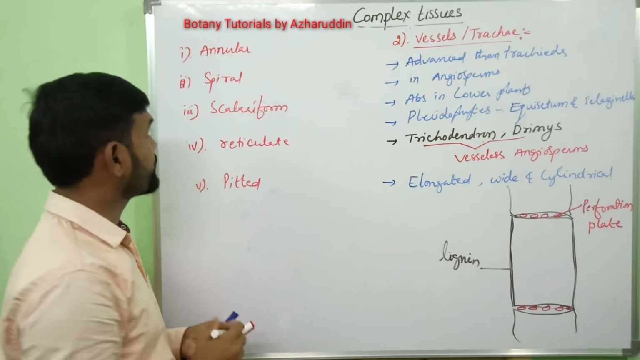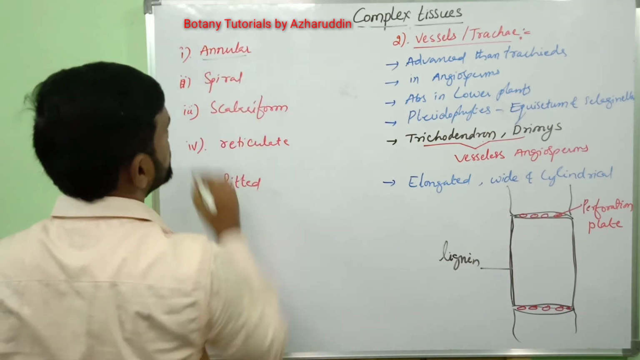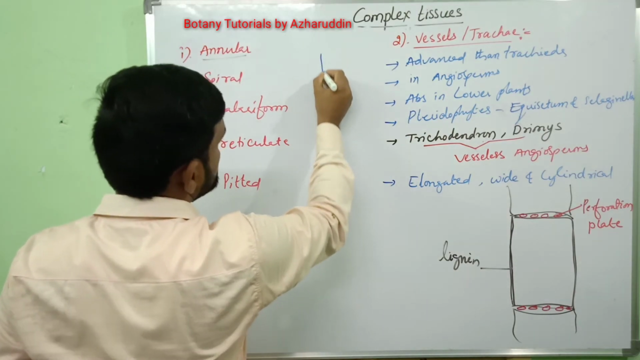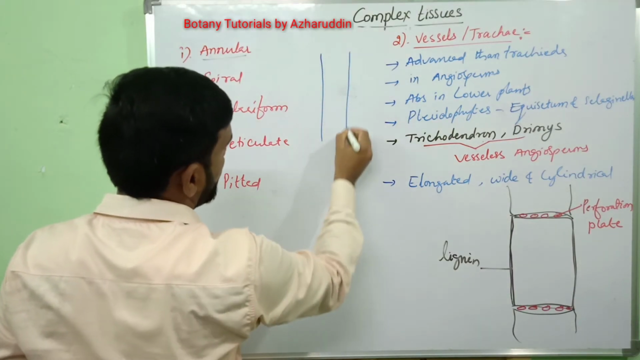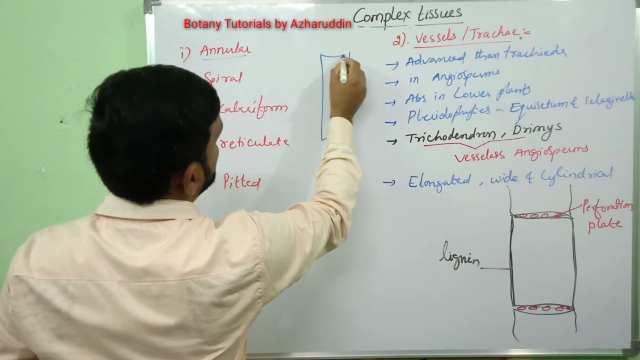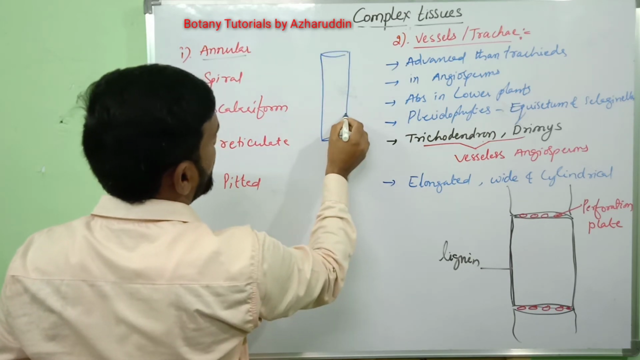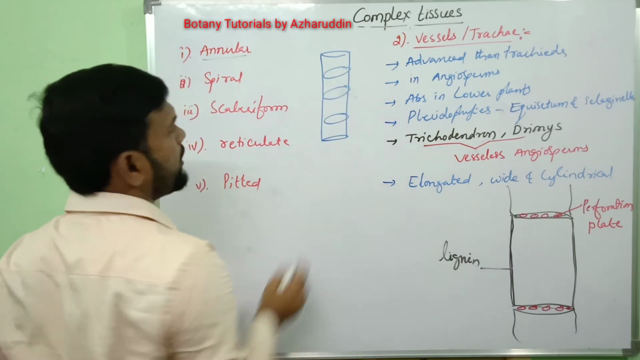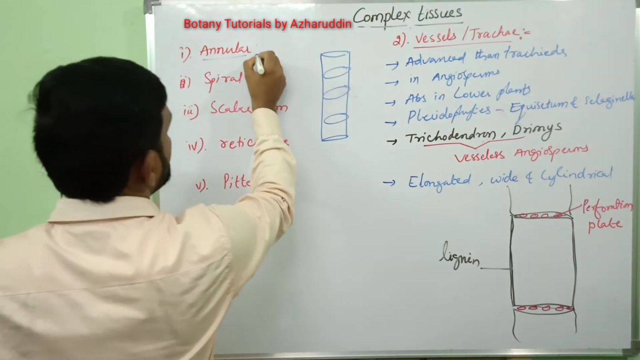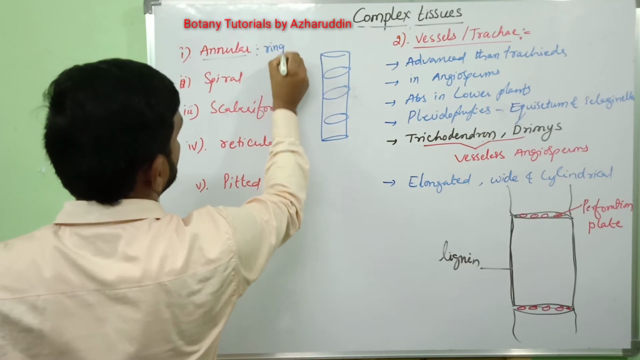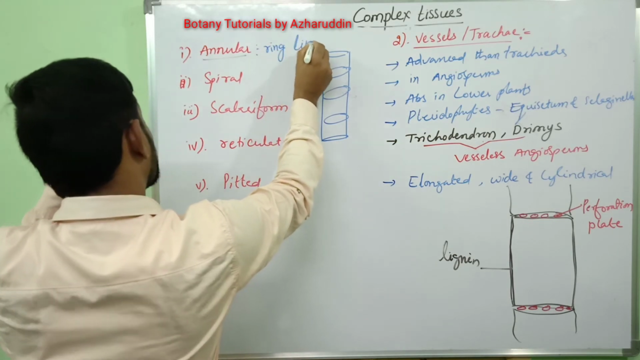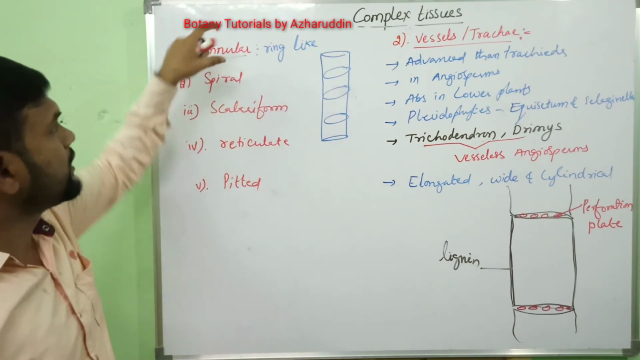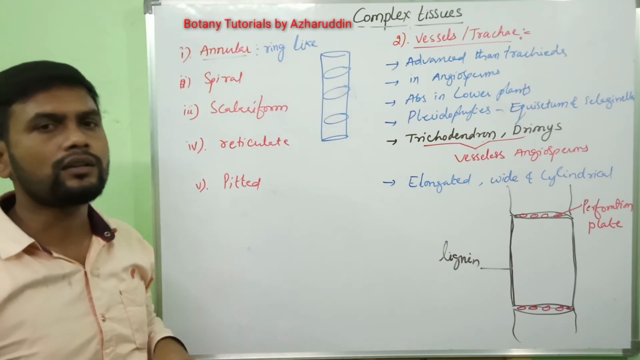Coming to the first one, annular thickenings. This is a vessel. In the vessel, thickenings occur like a ring. That means ring-like thickenings are present in the vessel. Such thickenings are called annular thickenings.